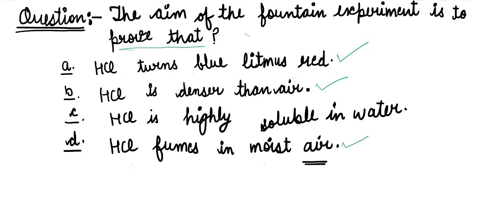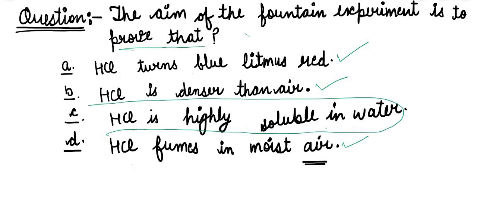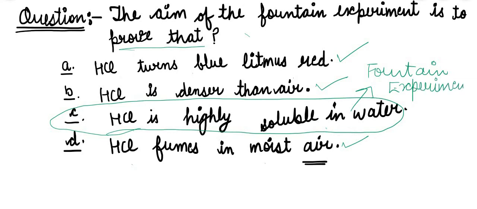But the main point is that HCl is highly soluble in water. We want to discuss that HCl is highly soluble in water. That is the main aim of this fountain experiment, to prove that HCl is highly soluble in water. So please remember what the main aim of the fountain experiment is, just to explain that HCl is highly soluble in water. So chalo, let's move on to the next topic.